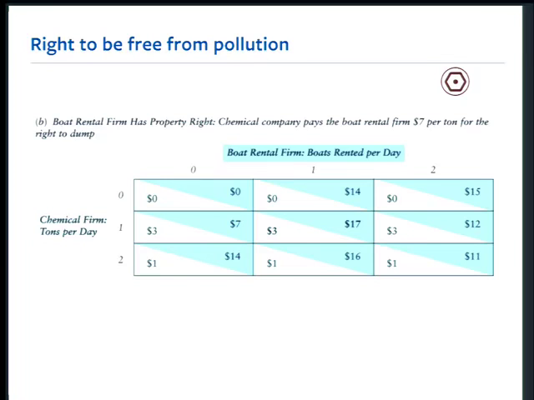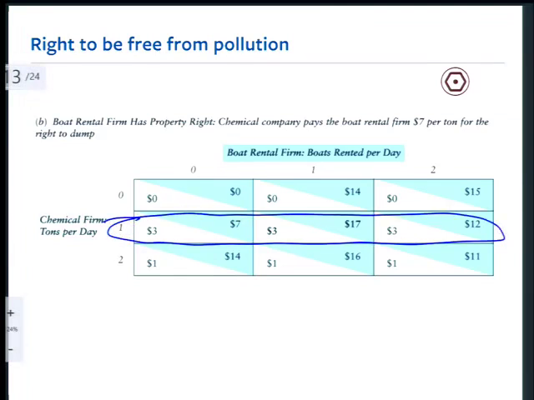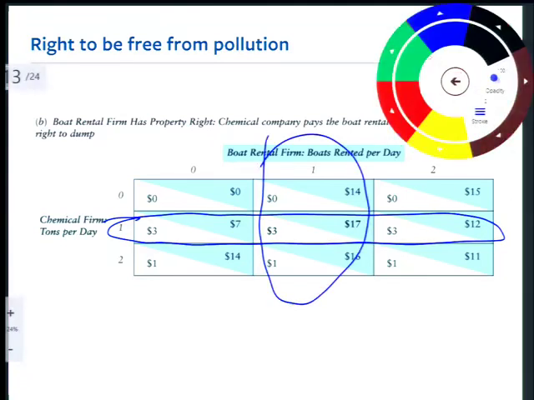Now, since the boat rental firm knows that the chemical firm is going to produce 1 unit of pollution in this setup, it chooses between 7, 17, and 12. Which one is it going to choose? $17. So where are we going to end up?